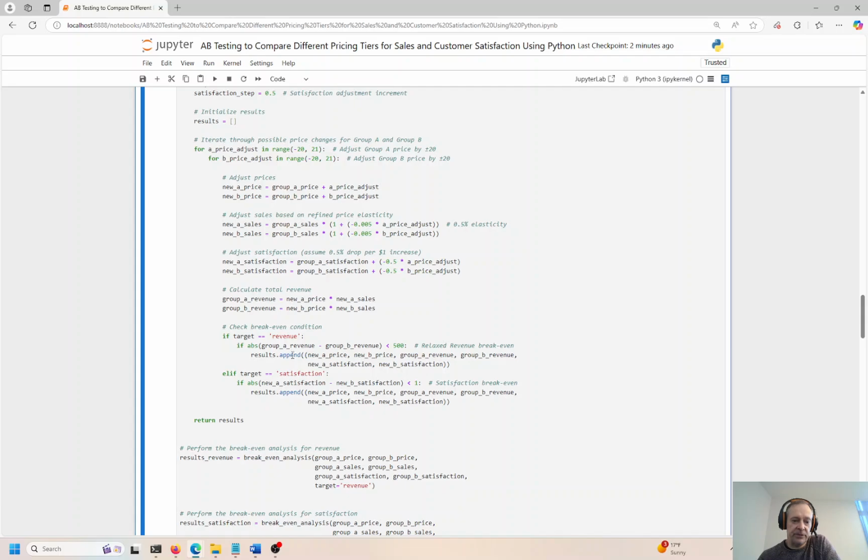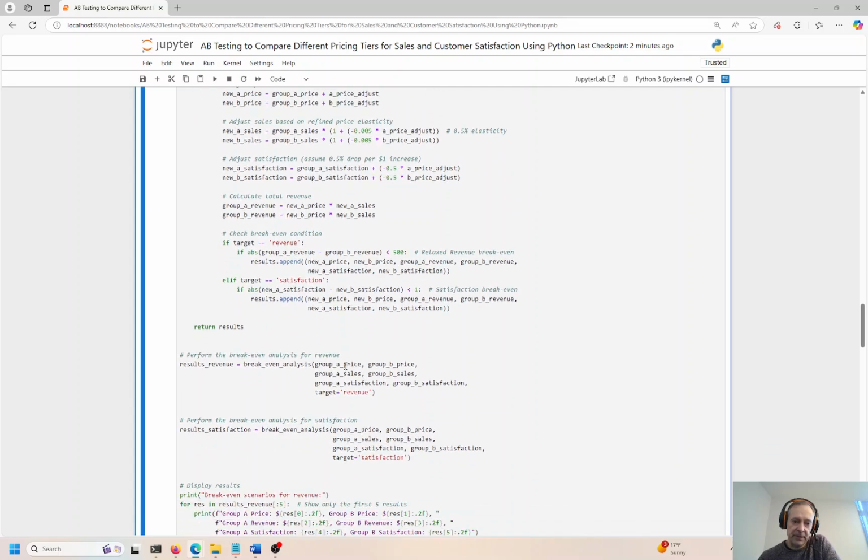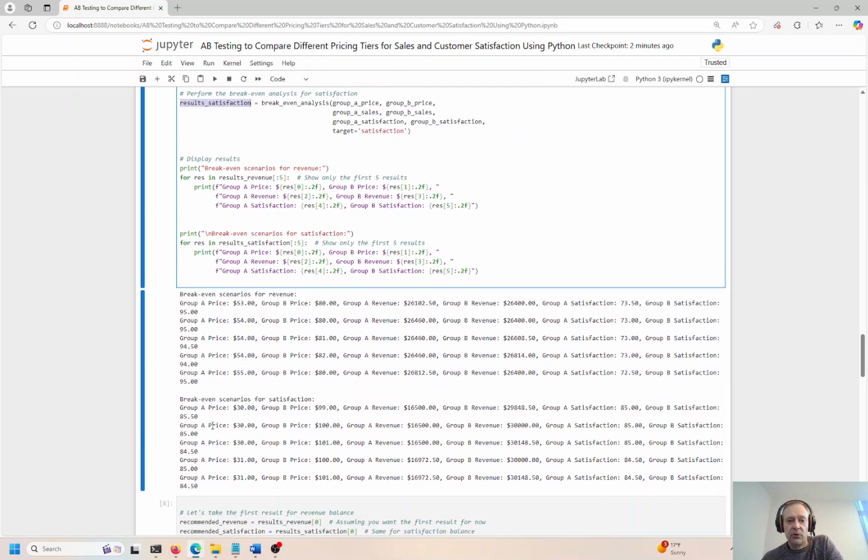And see how things shake out. So we have Group A price, B price, A sales, B sales, A satisfaction, B satisfaction. This is going to be revenue, and similar for satisfaction. So we have the resulting revenue and the resulting satisfaction. Let's see what comes out here.